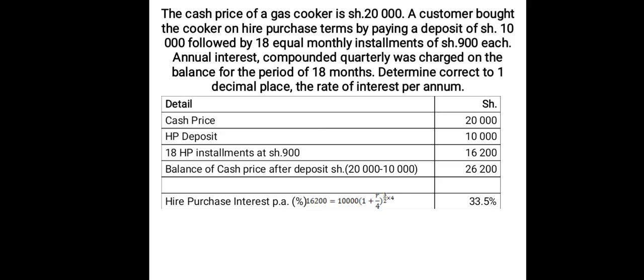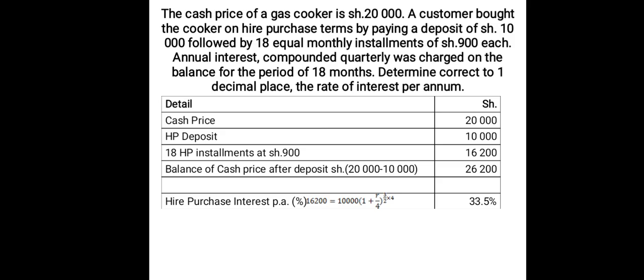The cash price of a cooker is 20,000 shillings. A customer bought the cooker on hire purchase terms by paying a deposit of 10,000 shillings, followed by 18 equal monthly installments of 900 shillings each. Annual interest converted quarterly was charged on the balance for a period of 18 months. Determine to correct one decimal place the rate of interest per annum.